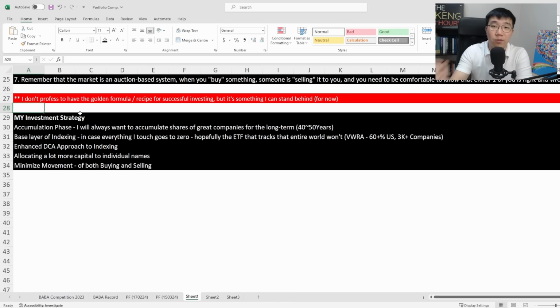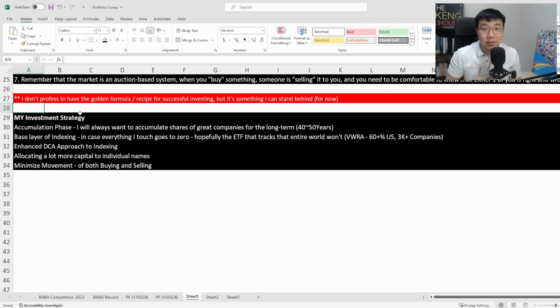Which is why this base layer of indexing, this fixed amount that I'm putting in monthly, cannot be a large amount in proportion to my expected cash flow and expected income. Because if you set a base amount too high, you can't increase your position sizing to such a large extent. So that's why I have more flexibility with this enhanced DCA approach.